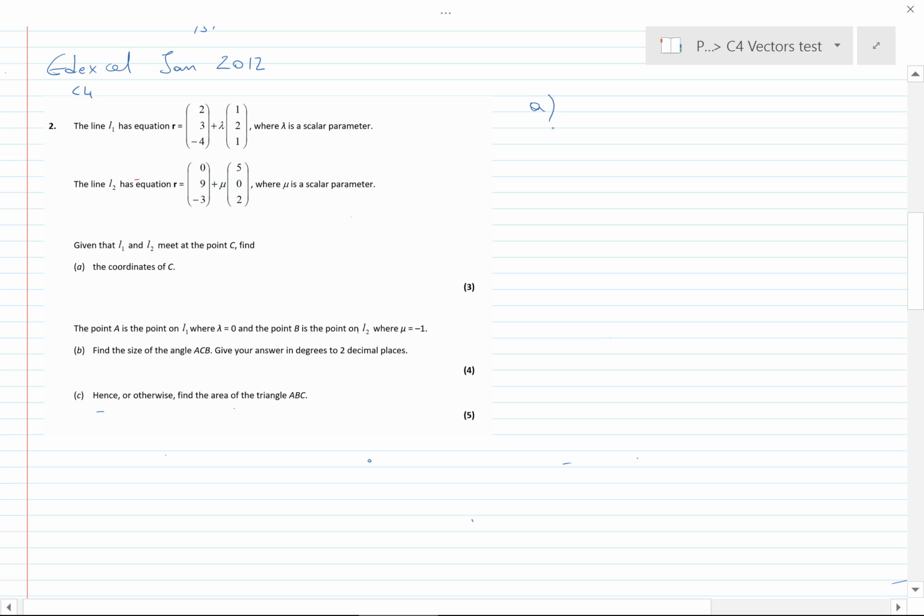It's only 3 marks because the working was much easier than some of these questions, and they've also told us that they already meet, which just makes things a lot simpler because we know they meet. It just makes it a bit quicker.